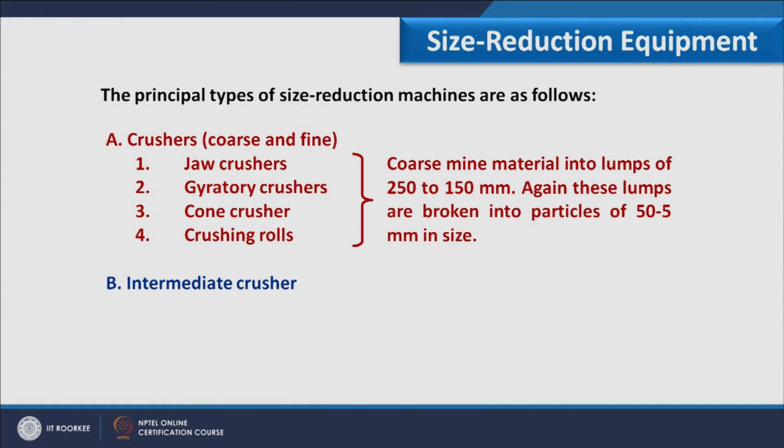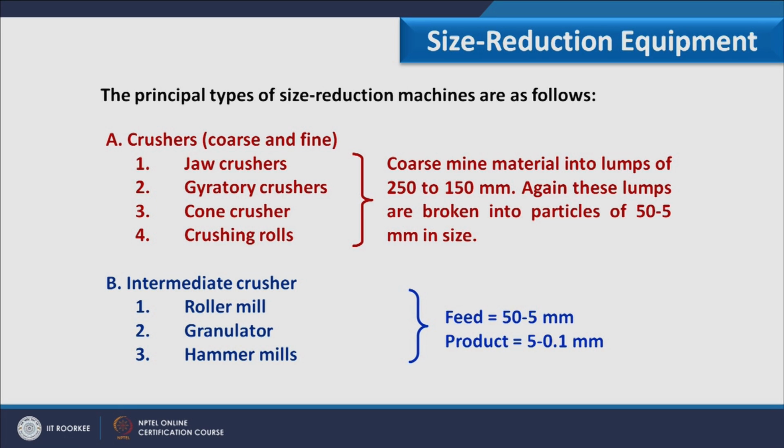The second category we have is the intermediate crusher. In this category we have roller mill, the granulator, and third is hammer mills. All these are part of intermediate crushers. In these crushers usually the feed has size from 50 to 5 mm, and the product we receive from this has size 5 to 0.1 mm. So, these are two categories of crushers.